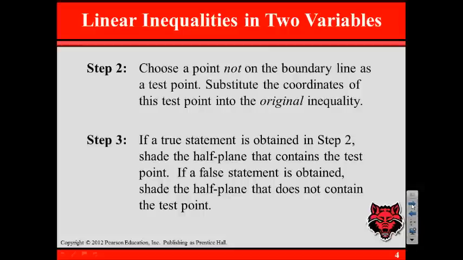Once the boundary line is graphed, we choose a point that is not on the boundary line as a test point. We use the coordinates of the test point and substitute those into the original inequality. If a true statement is obtained in step 2, then we shade the region that contained the test point. If a false statement is obtained, we shade the region that did not contain the test point.